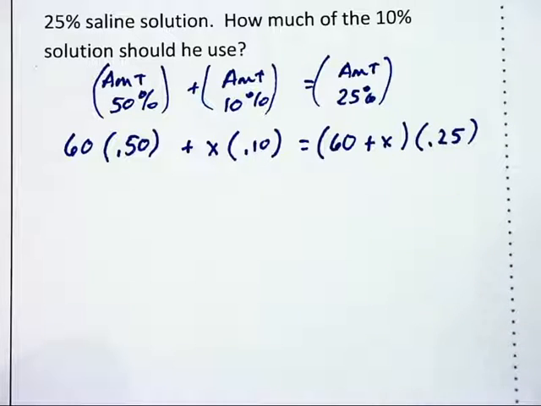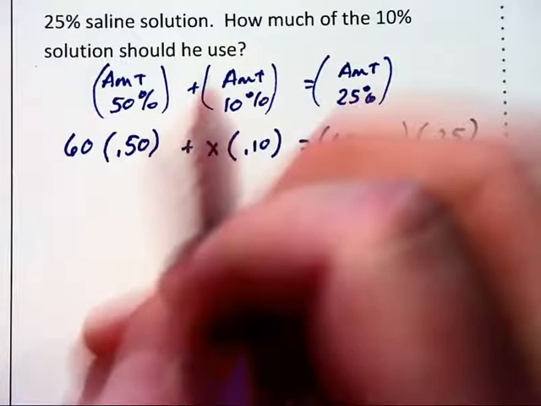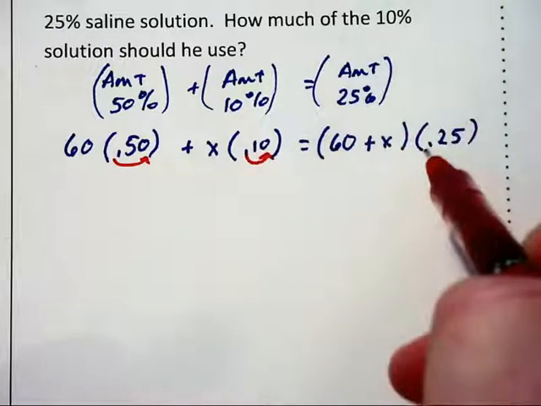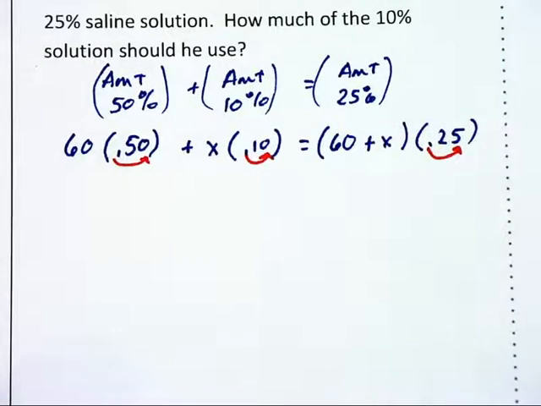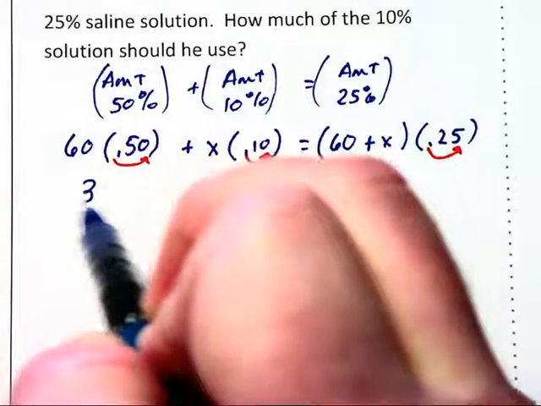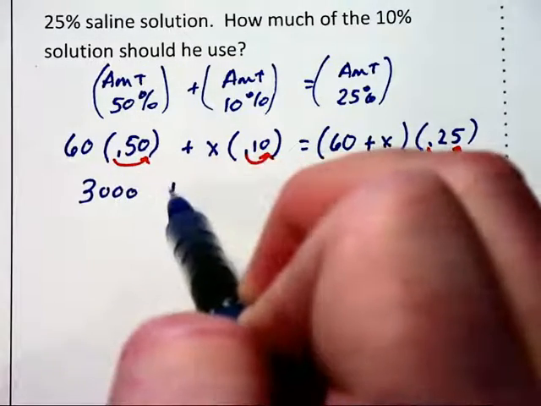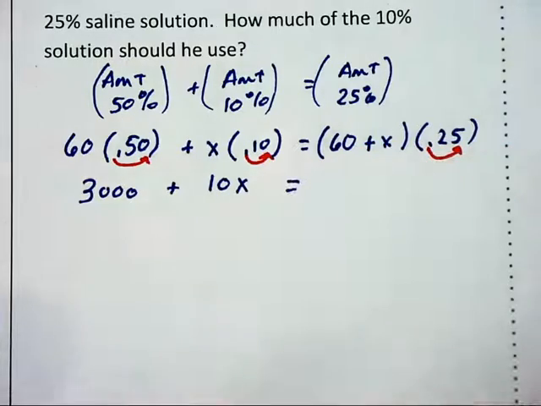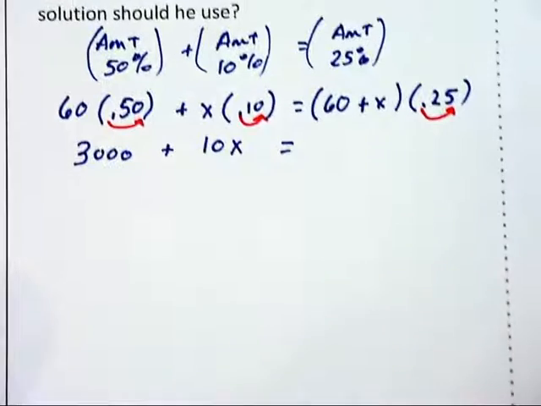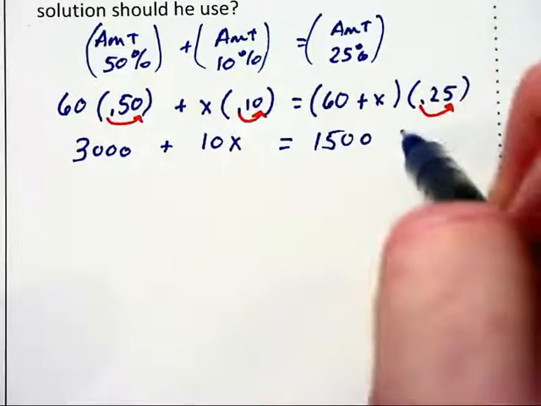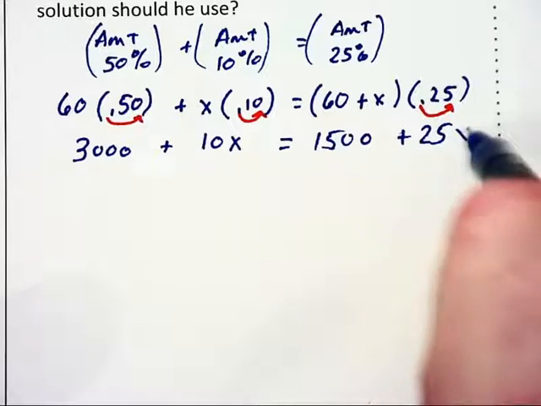concentration. What I'm going to do is multiply all the way through by 100, which will allow me to clear the decimals in each case. And I can multiply 60 times 50 to get 3,000 plus 10x equals 1,500. That's 60 times 25, 1,500 plus 25x.